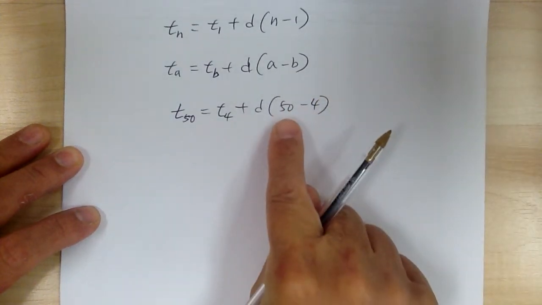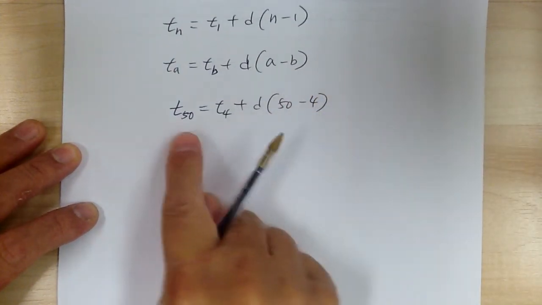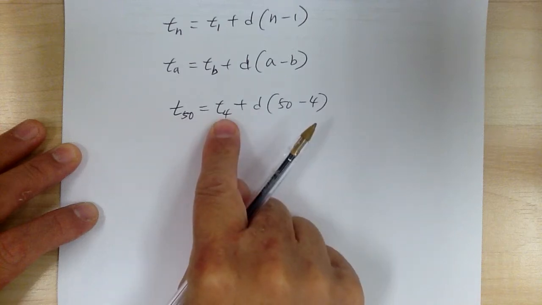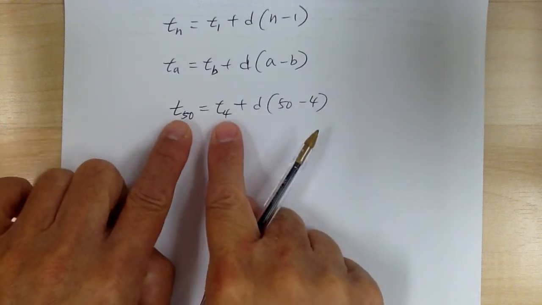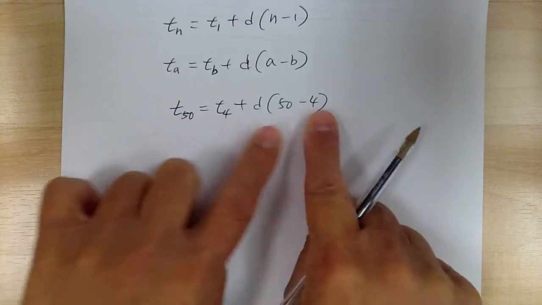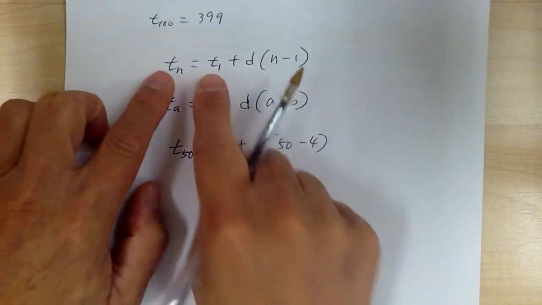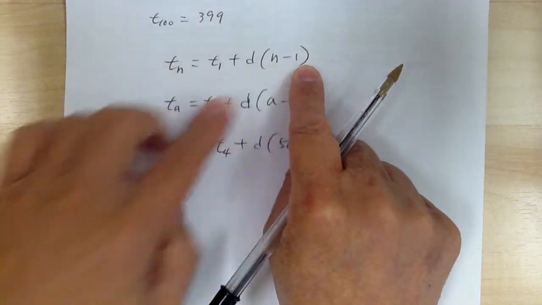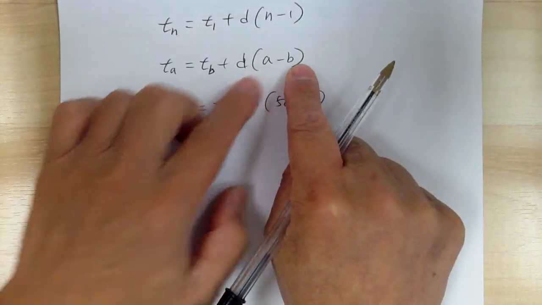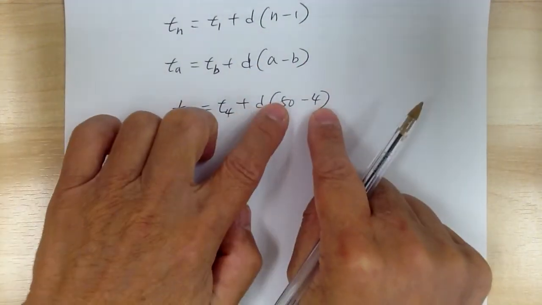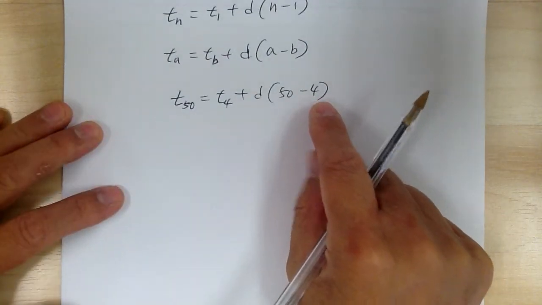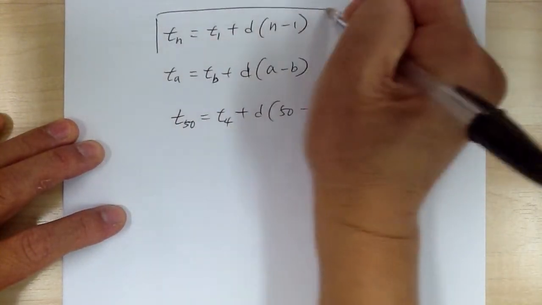So basically, you figure out the number of gaps between T50 and T4. That's what you're doing. So whatever the two numbers over here, you put it over here. They have to be matching. Okay? They have to be exactly the same. So if you have n and 1, they have to be n and 1. If you have a and b, you have to have a and b. You have 50 and 4, you have 50 and 4. Okay? So this is your generic formula.